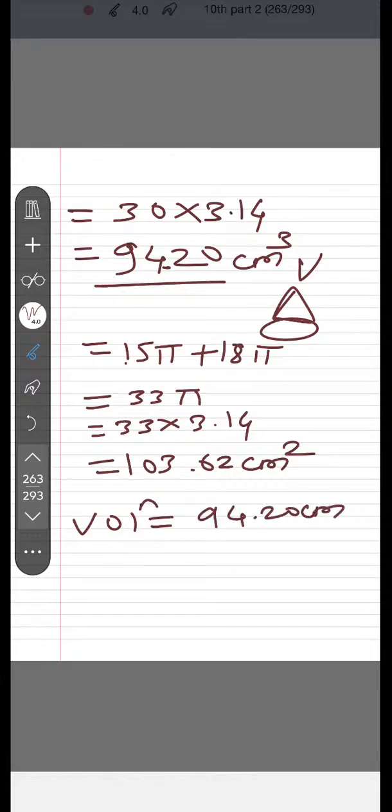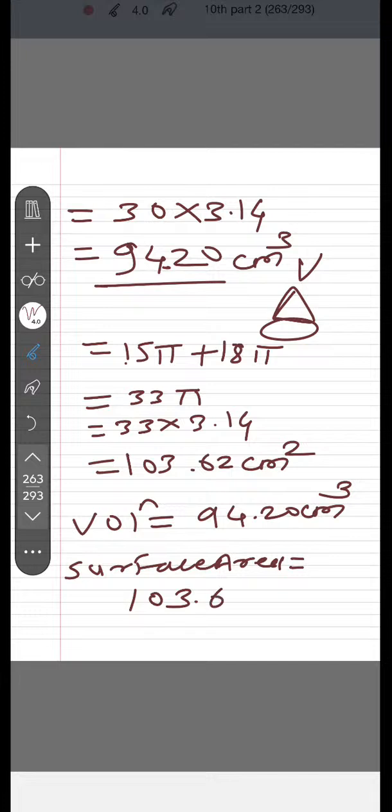So the volume is equal to 94.20 centimeter cube. It is the volume of a solid shape, therefore cube. And the surface area is equal to 103.62 centimeter square. That's it. And this is how you have to solve question number 6 also.